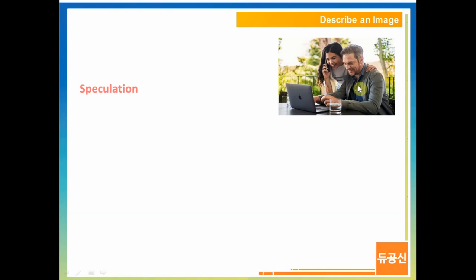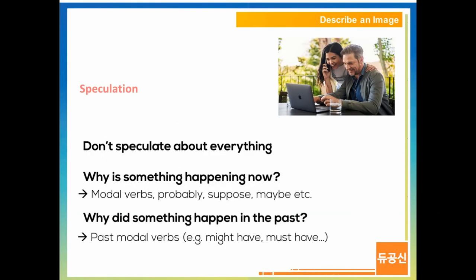You won't really see people frightened or scared or terrified, so it's important to use descriptions and speculations of common everyday expressions. So let's take a look. Don't speculate on everything. Why is something happening right now? We want to use what's called modal verbs. Probably, suppose, maybe, I think.